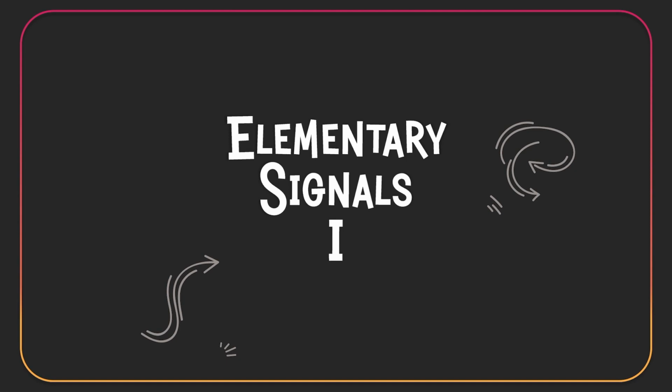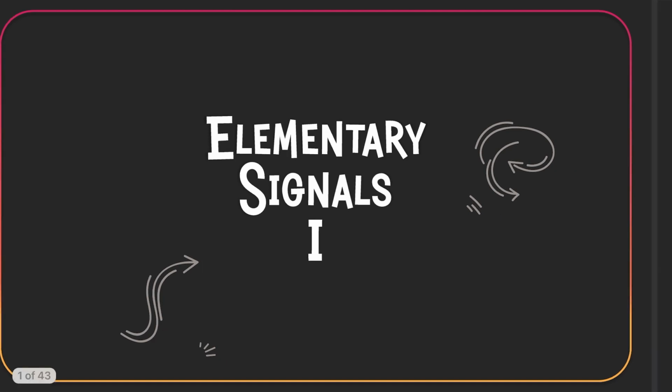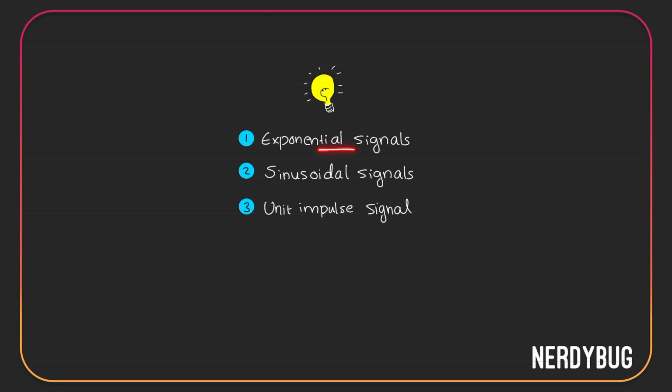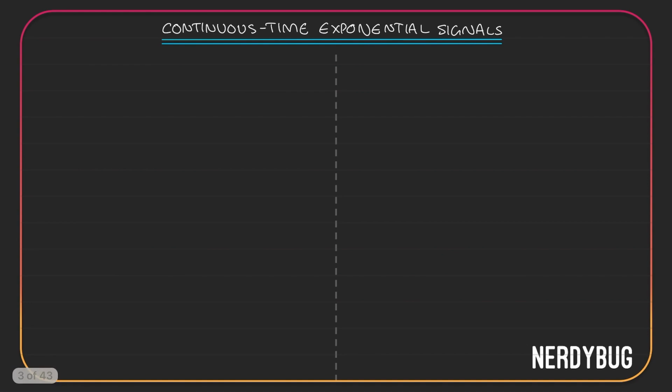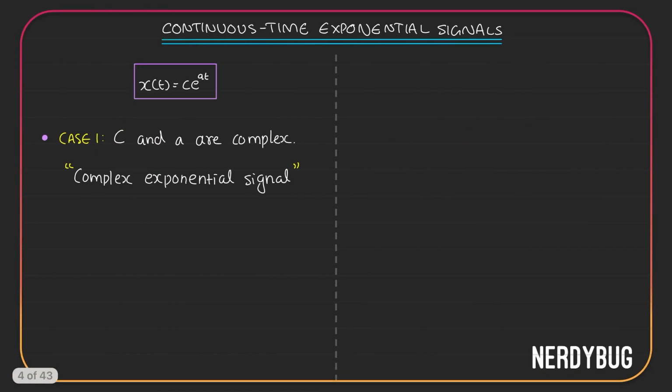Hey fellow nerds, in this video we are going to discuss some elementary signals including exponential signals, sinusoidal signals and unit impulse signal. Let us start with continuous time exponential signals. A general continuous time exponential signal can be mathematically written like this: x of t is equal to c e raised to a t. Let's take the first case where c and a are complex.